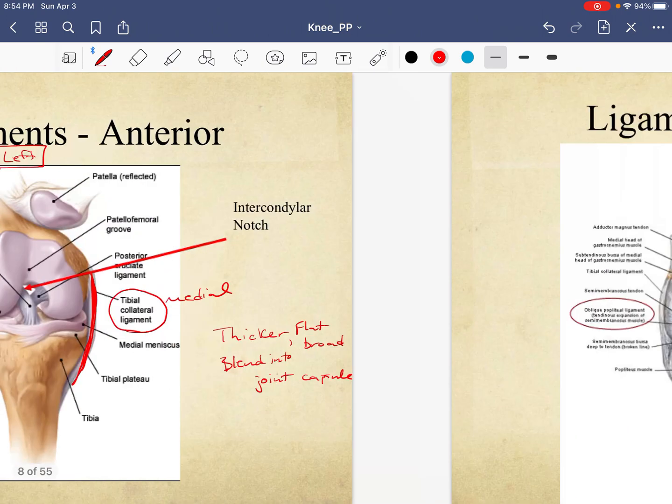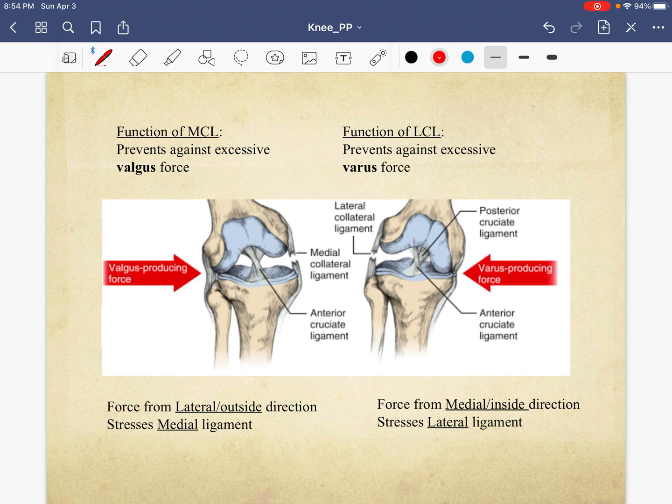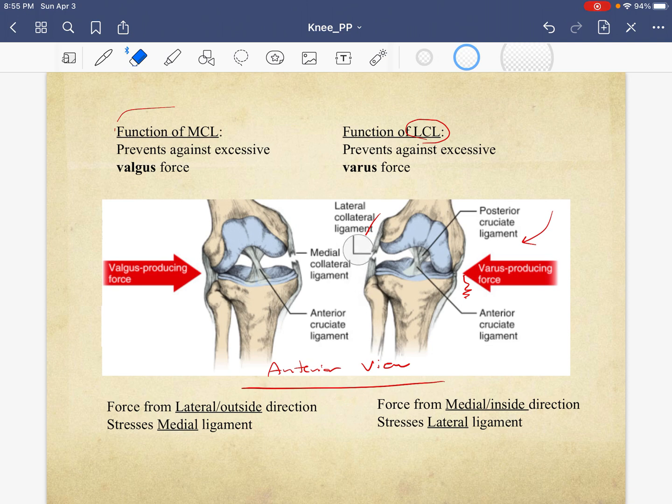Okay, what are the functions? I'm going to skip ahead because the functions are right here. So the functions of the lateral collateral ligament. Here we have an anterior view of the knee. We're looking straight on. We get a good look at just the main four ligaments. If we have a varus force, we remember a varus force is a force from the inside. A force from the inside will stretch the outer ligament. You might get a bruise on the medial side, but in terms of ligament stretching and potentially tearing, the varus force from the inside, the medial, is going to stretch and potentially tear the lateral. So the function of the LCL is to prevent against excessive varus force.